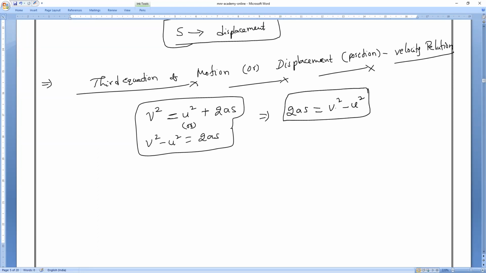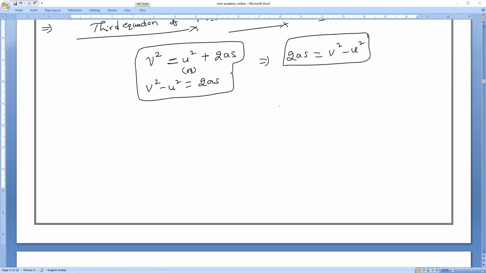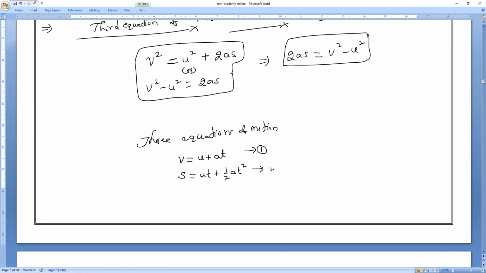V means final velocity, U means initial velocity. Understood? So these are the three equations of motion. What are the three equations of motion? Everybody tell me without mistakes. First equation: velocity time relation, V equals U plus AT. Second equation, S equals UT plus half AT square. Third one, V square minus U square is equal to 2AS.